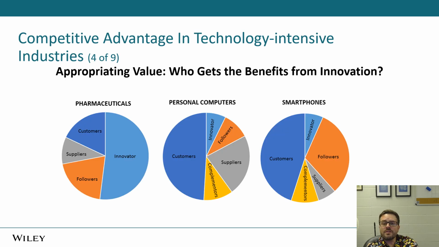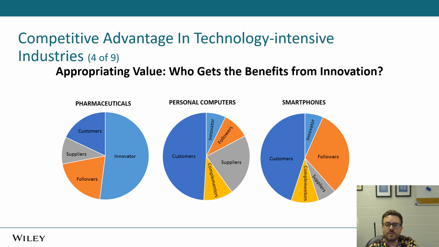If you look at different industries, this value is dispersed very differently. In smartphones, the customers capture most of the value. Wherever you see the customers capturing lots of value, that means there's competition, right? It's competition that drives the prices down and allows customers to capture value. The innovator captures very little here. The followers captured quite a bit in smartphones. Suppliers capture some. Complementers, if we're thinking about smartphones, that would be people making apps, accessories. They make a fair bit as well.